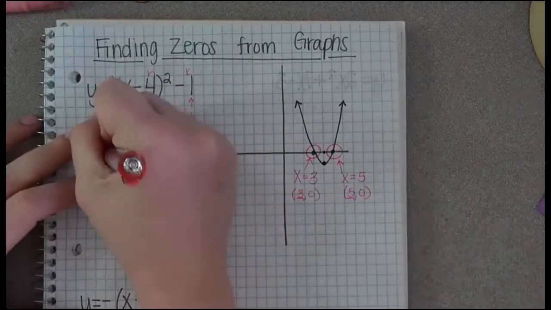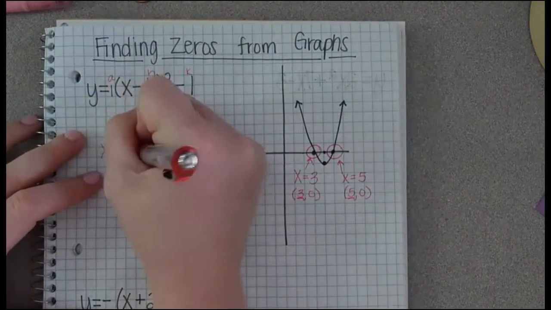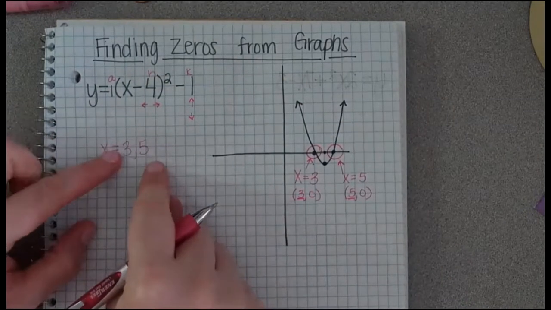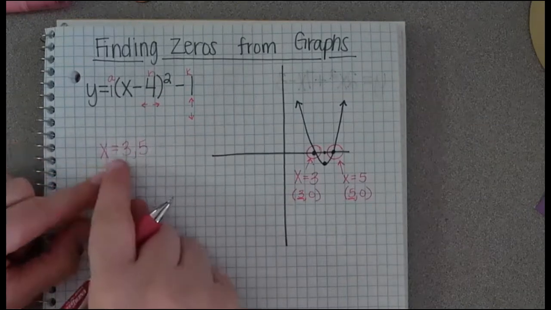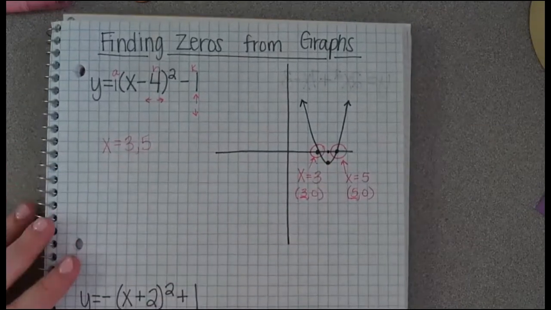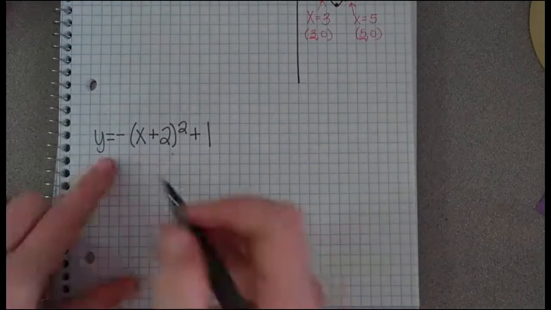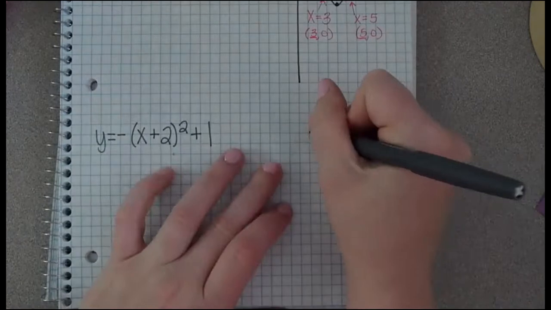So this one's answers would be X equals 3, 5. Don't write it as a coordinate. Don't put parentheses, or that would look like a coordinate. You're just listing the zeros. All right, let's do this next one. So don't miss that negative right there.